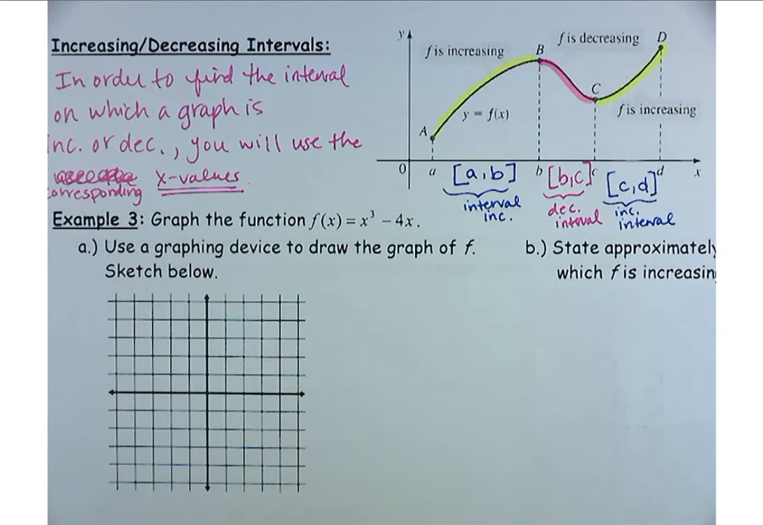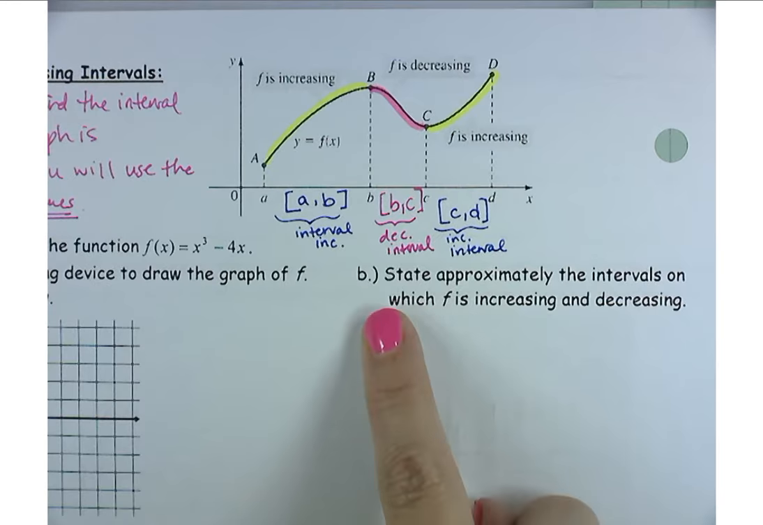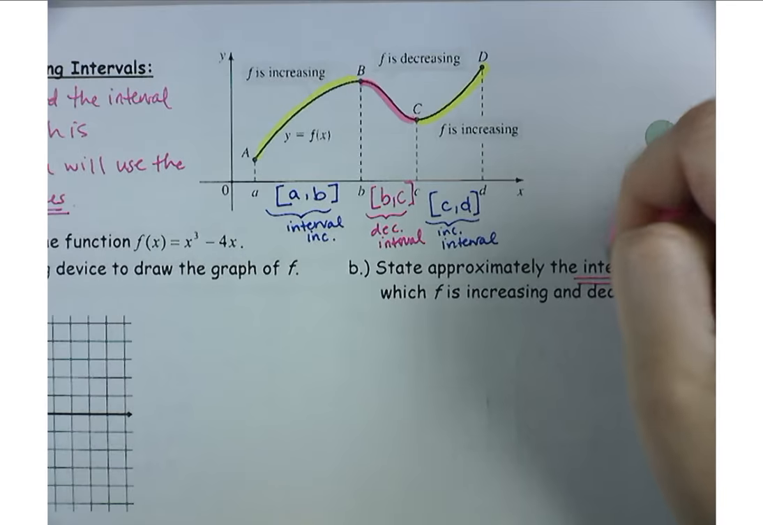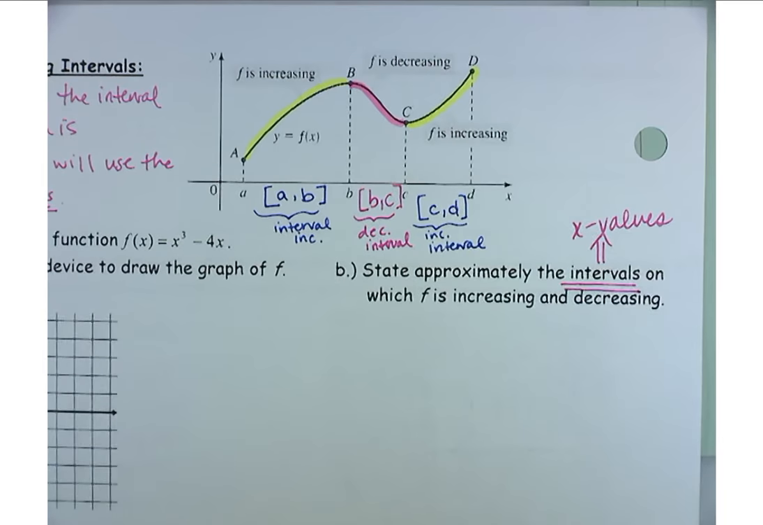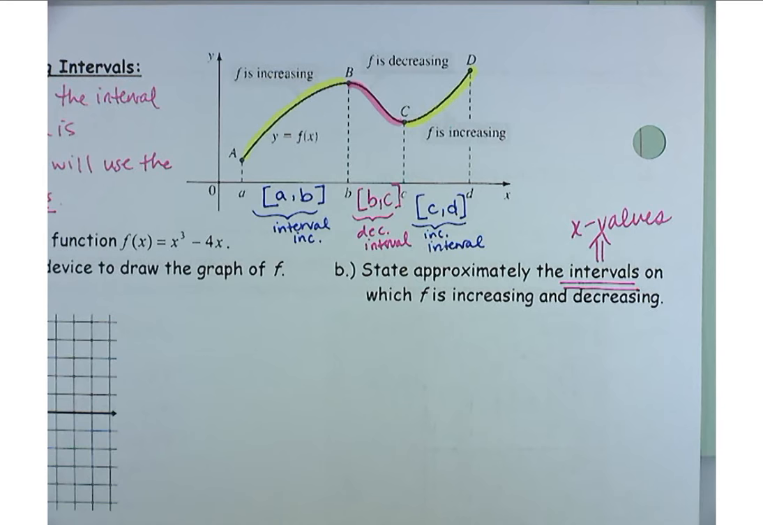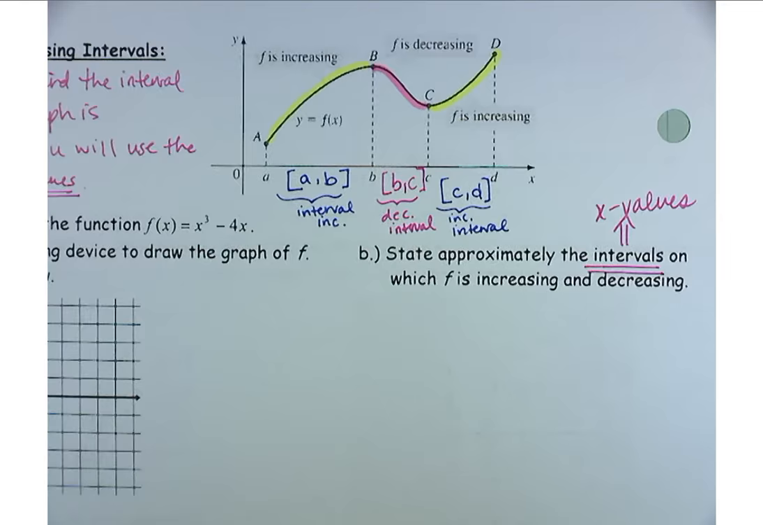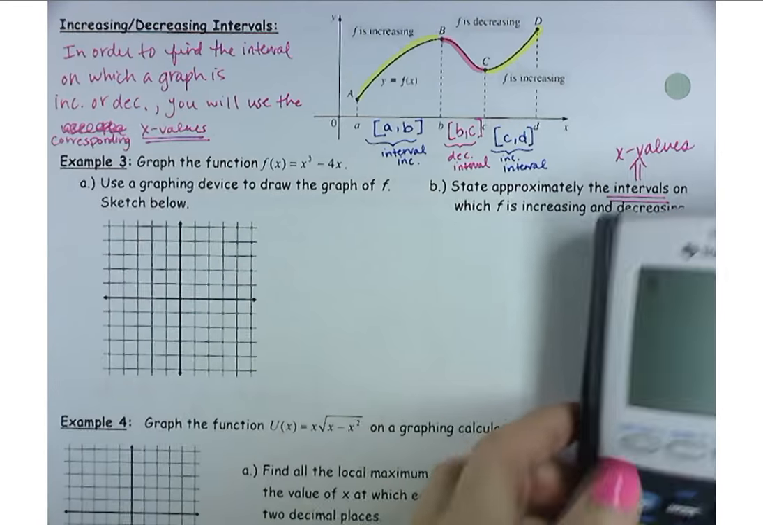we're going to do that using a graphing device to draw the graph of f, and we're going to sketch that below. And then for part B, we're going to state approximately the intervals on which f is increasing or decreasing. So your intervals are going to be the x values. Your max or your min itself is the y value. The intervals on which it's increasing or decreasing are going to be the x values. So let's go ahead and graph this.